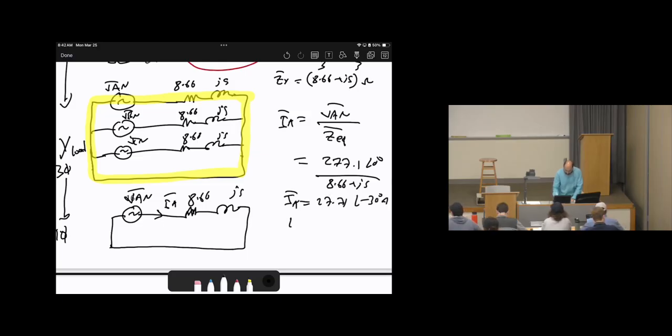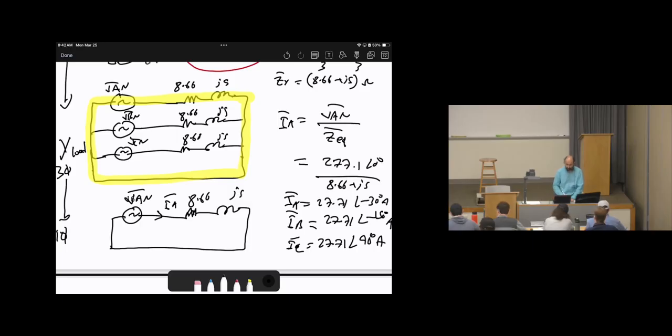This is IA. Now to calculate IB and IC, those are easy because it's positive sequence, so it will be the same magnitude, 27.71 angle negative 120 minus 30, which is negative 150 degrees. Then the last one, the same magnitude, 27.71 angle negative 30 plus 120, which makes it positive 90 degrees amperes. Then that's it.